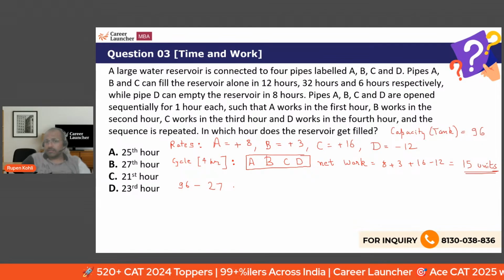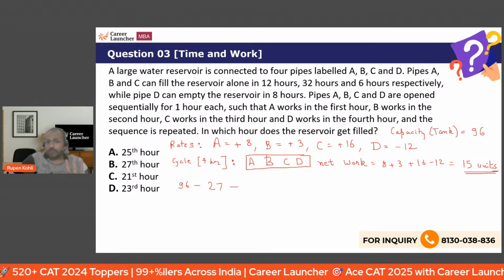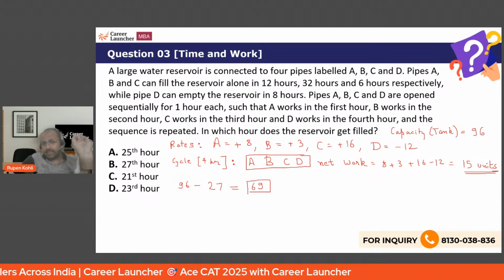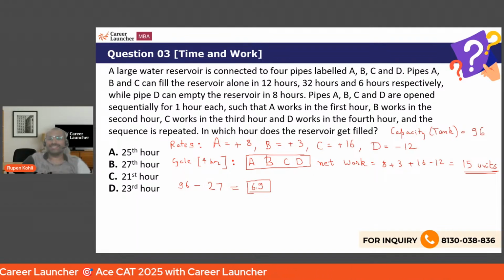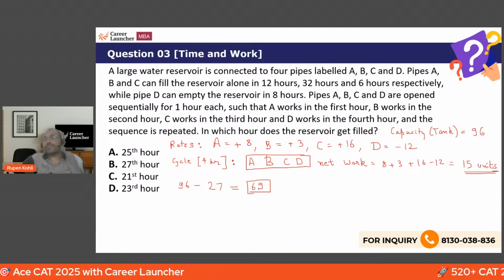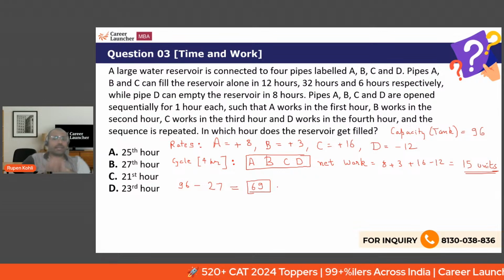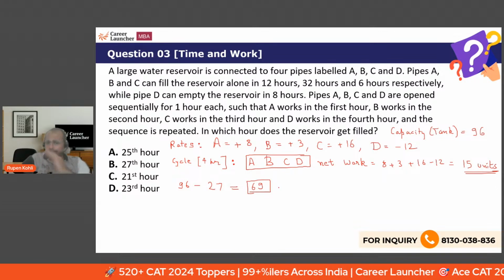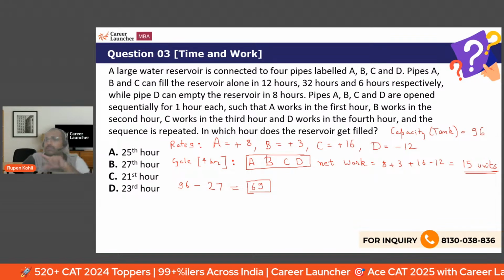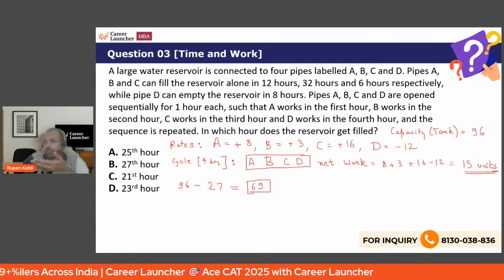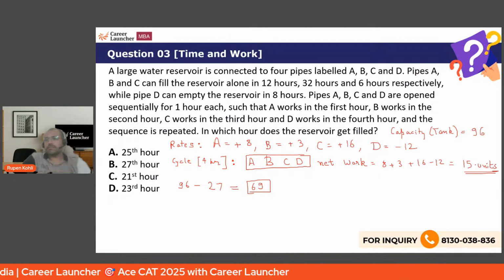Isn't it? So sorry, 96 minus 27, sorry, 69, right? So even if 69 units are done, perhaps I can still fill the tank, because then 27 units can be done and the tank will get filled. That's the point. So the target is not 96, the target is 69. If 69 units or more are done at the end of some cycle, then in the upward cycle, the work will get done.